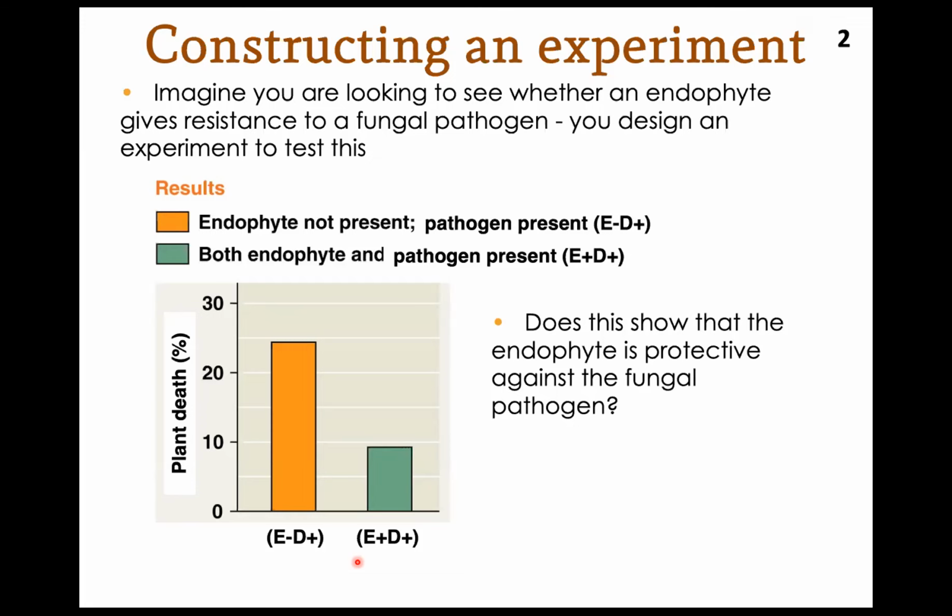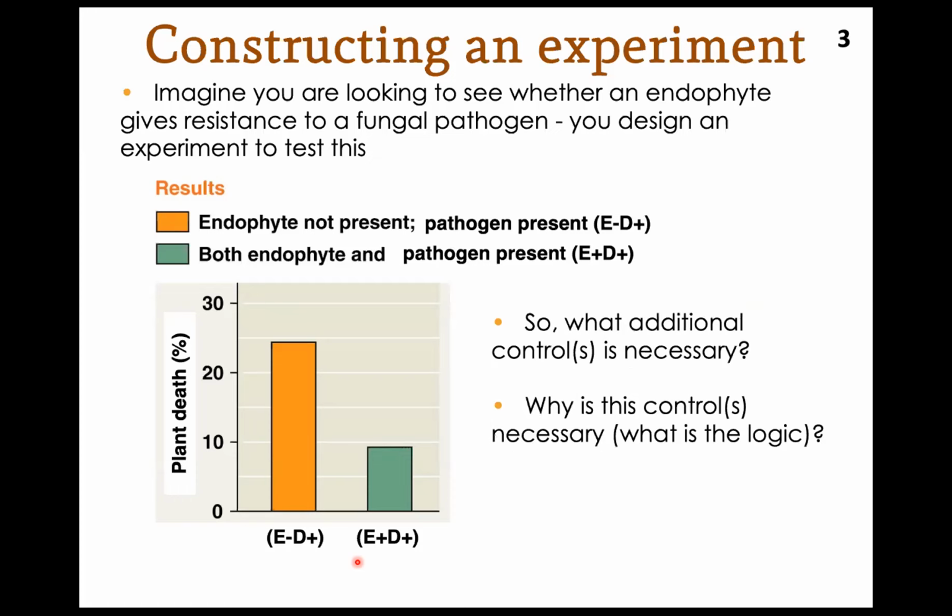Okay, so if I go to the next slide, what I'm asking in the next slide is, let's say that we want to determine whether it's resistance to the fungal pathogen that's causing this response. If so, what additional controls are necessary for you to perform in this experiment? And when you think about those controls, you should also be able to explain why. So what is the logic behind why these additional controls are necessary? So again, I'm going to give you 2 minutes to think about that, and then we'll come back and discuss that.